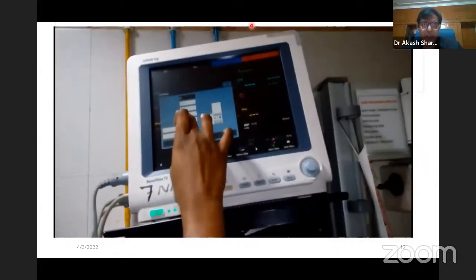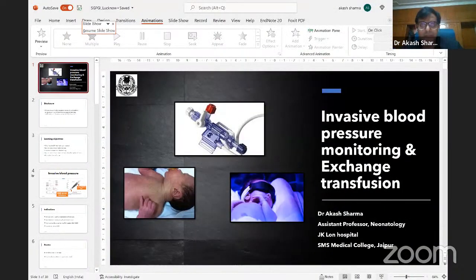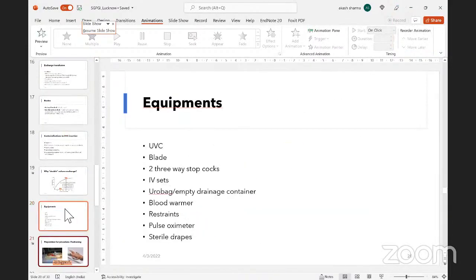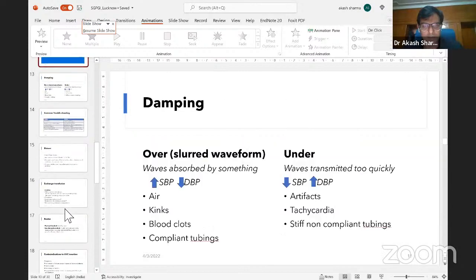So this is what zeroing is. Sorry. Are you able to see the video? Still see the video? No, your presentation is visible. And the video... Okay, I'm so sorry. I'll just check.